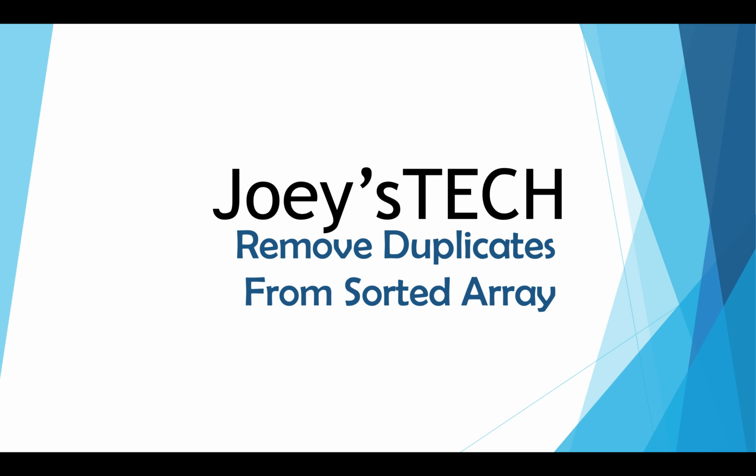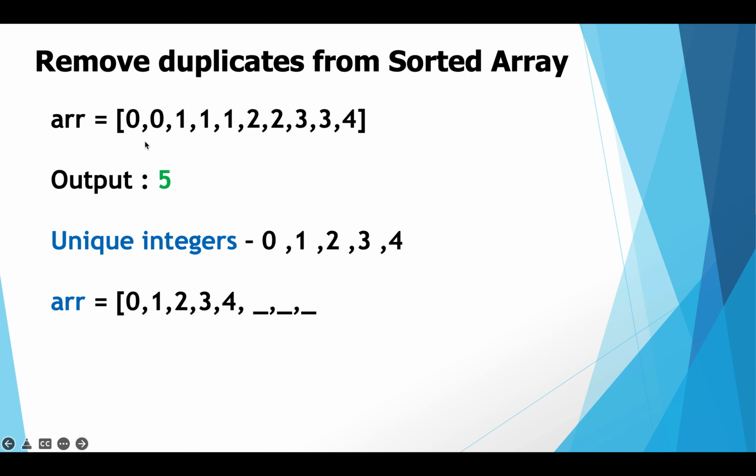Let's now move to understanding the problem statement. You are given an array of integers. This array of integers is sorted in non-decreasing order. You need to return the number of unique integers from this array. This is the ask. Also, there is one more ask.